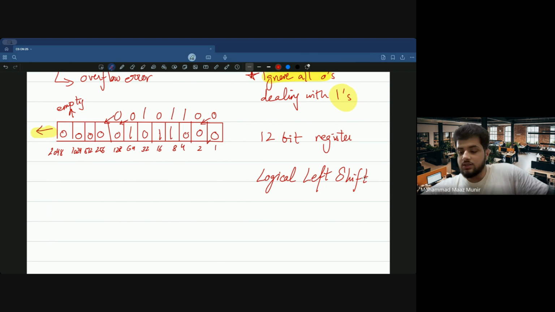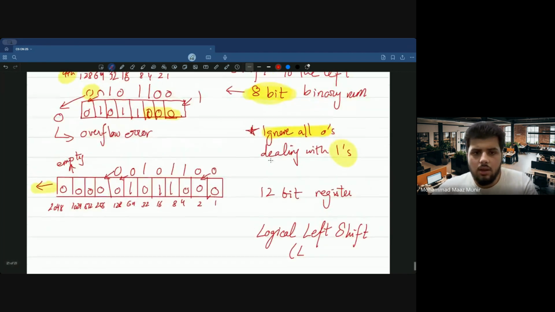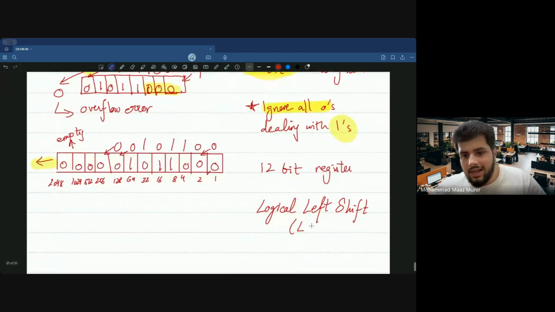to perform a logical left shift on the following binary number. What will be the final answer? Now they will be giving you something of this sort, and then in the next section you will have a similar table or register, and you just need to perform a logical left shift. Logical left shift has a short form, LSL. LSL is basically the short form.